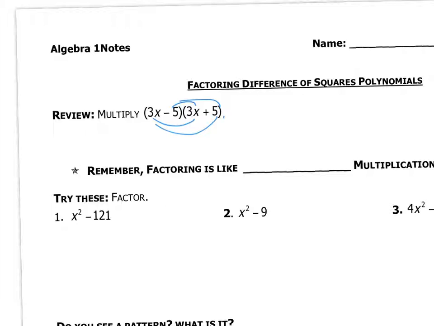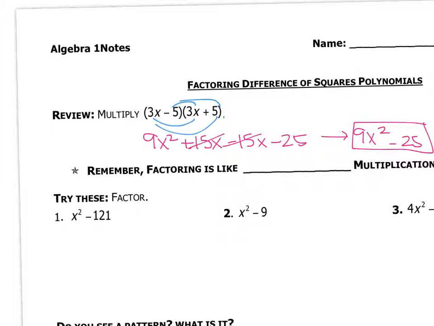All right, Jace, when you distributed the 3x, what did you get? 9x squared plus 15x. And then when we distribute the -5, what'd you get? -15x and -25. And what happens in the middle there? The 15x cancels out, so we're left with just 9x squared minus 25.